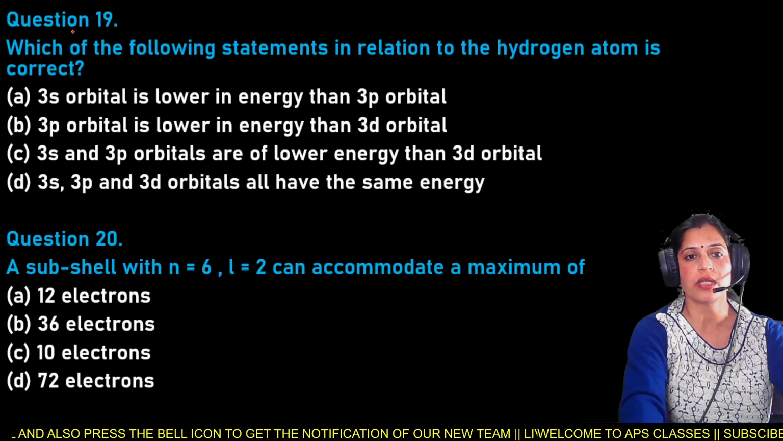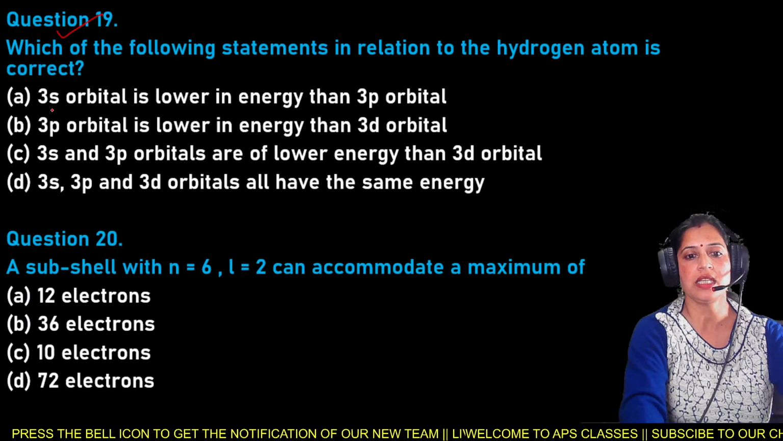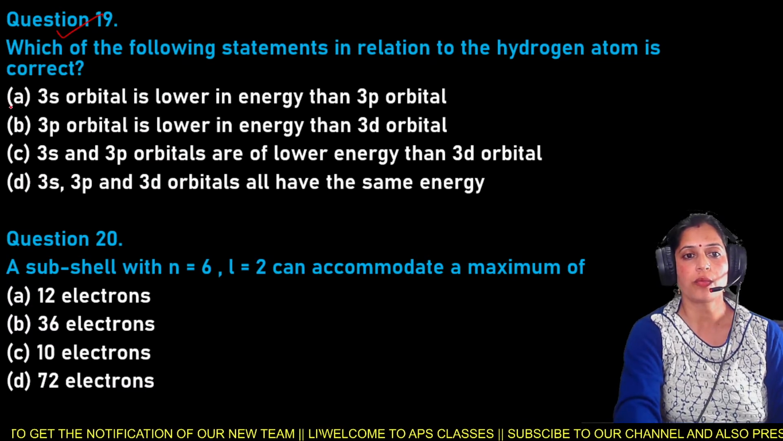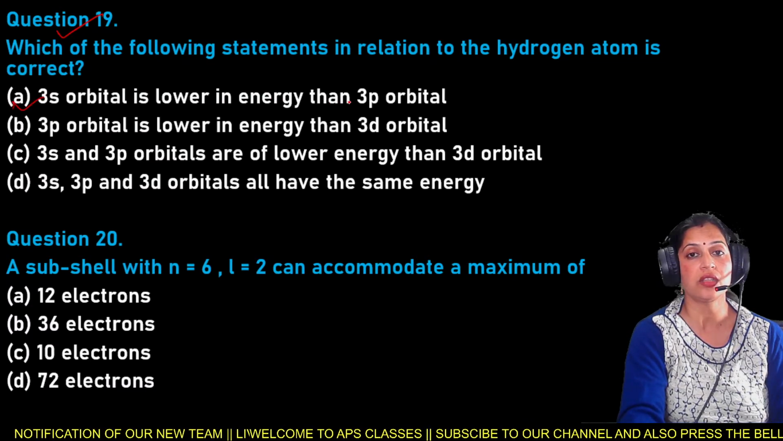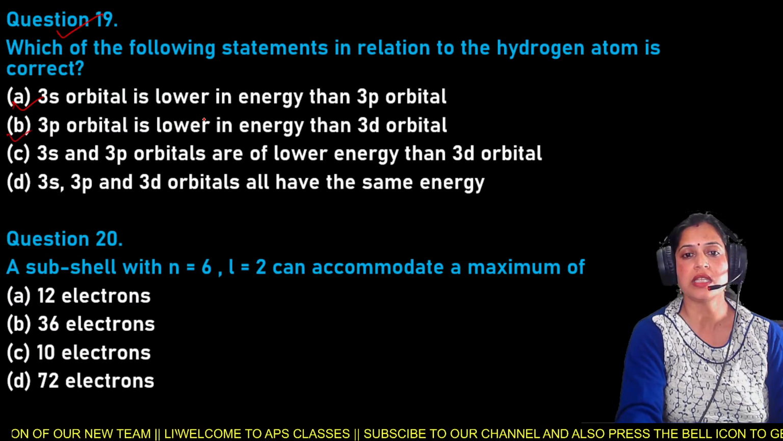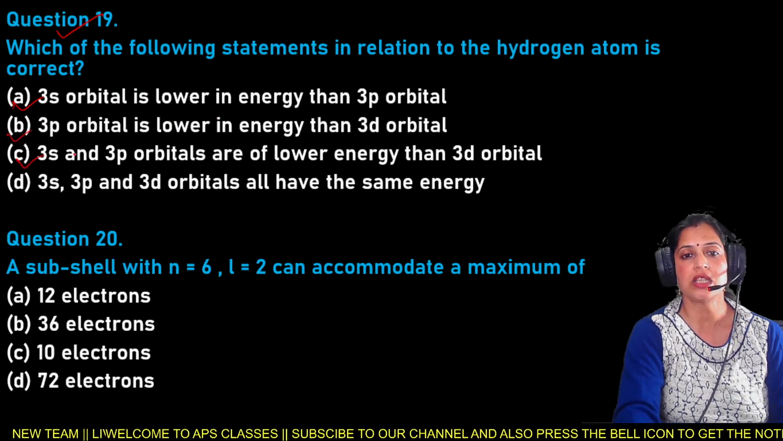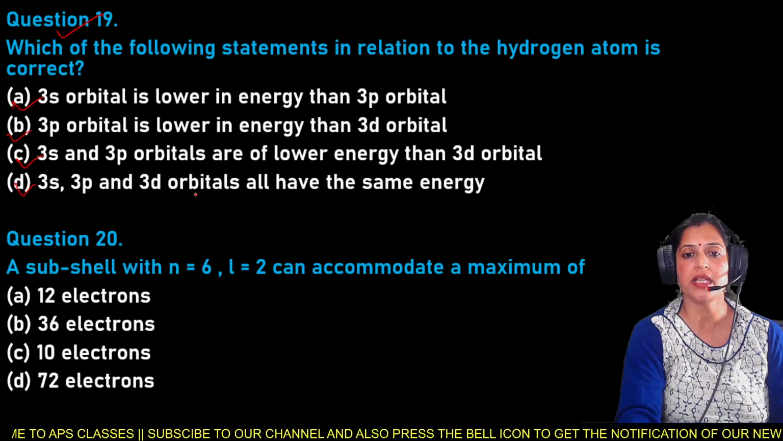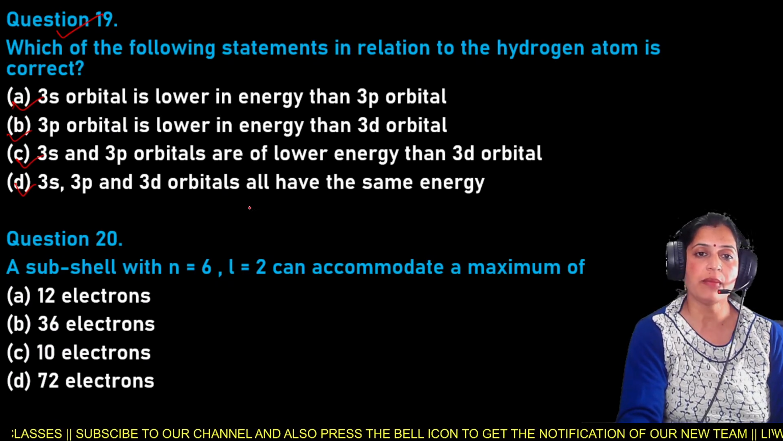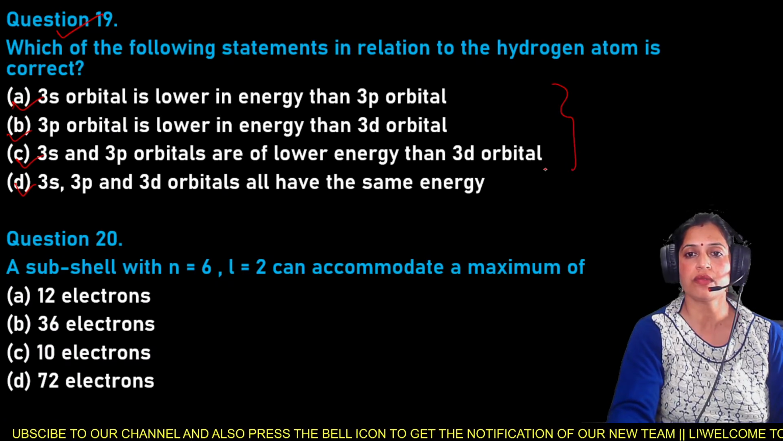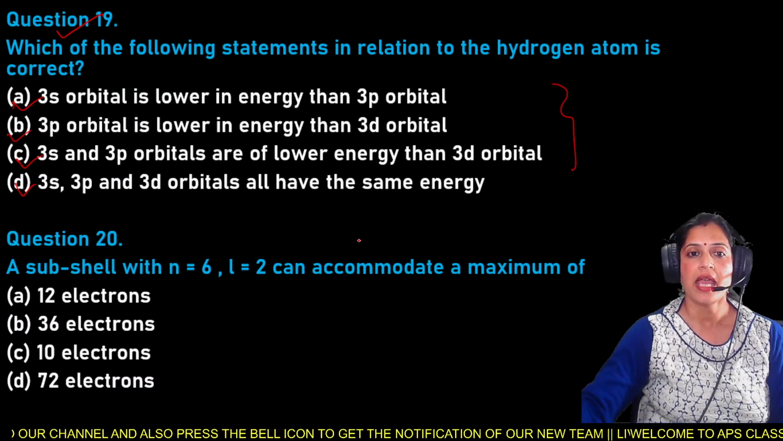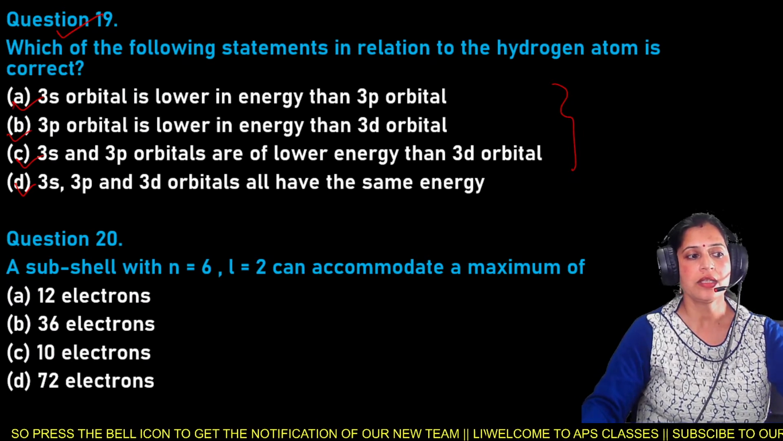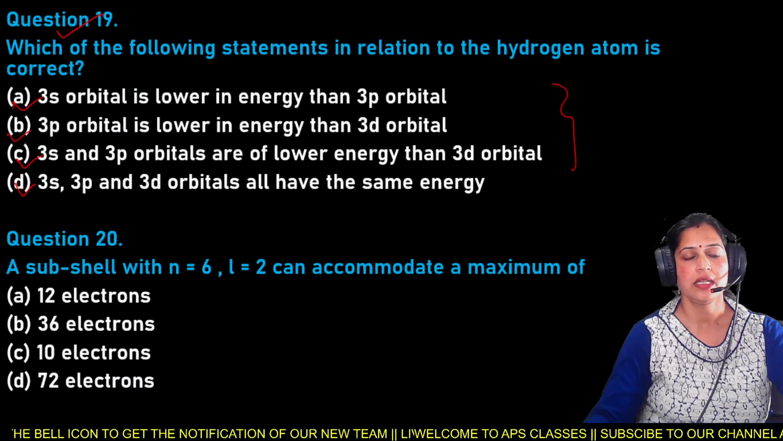Now shift to question number 19. Which of the following statements in relation to the hydrogen atom is correct? Option A, 3s orbital is lower in energy than 3p orbital. B, 3p orbital is lower in energy than 3d orbital. C, 3s and 3p orbitals are of lower energy than 3d orbitals. D, 3s, 3p and 3d orbitals all have the same energy.